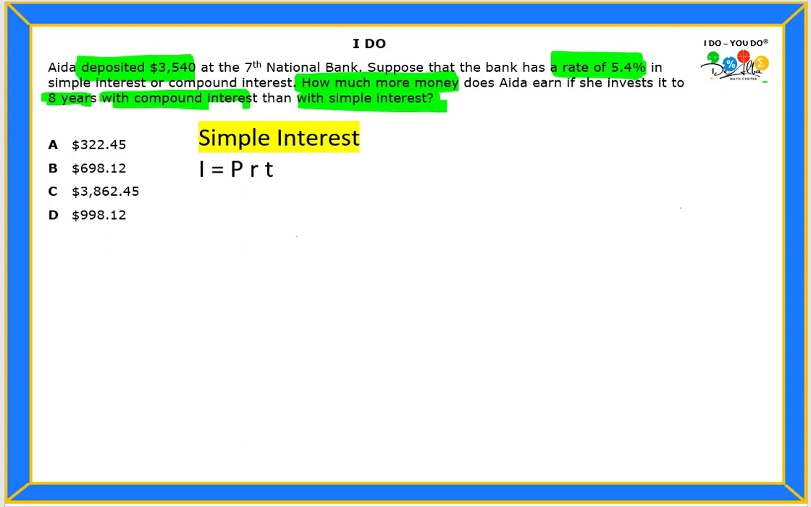Because I do know already that P is the principal, which is how much money are we talking about? And that would be 3,540. Okay? Now the R is the rate, which is right up here. But notice how the rate is a percent. So remember, we never ever leave it as a percent. So my 5.4%, I will change 5.4 over 100. Remember, I changed that percent to a decimal by dividing it by 100. And that will give me 0.054.